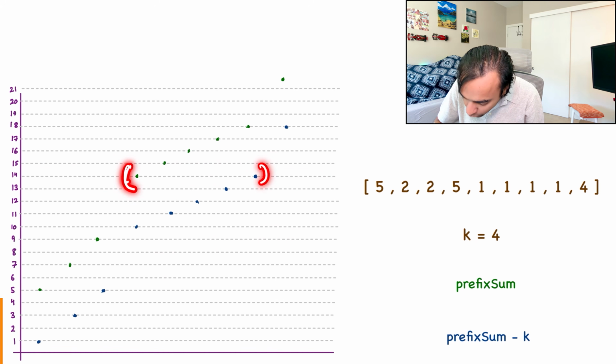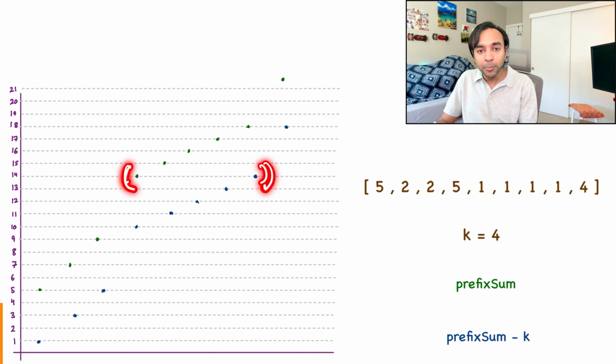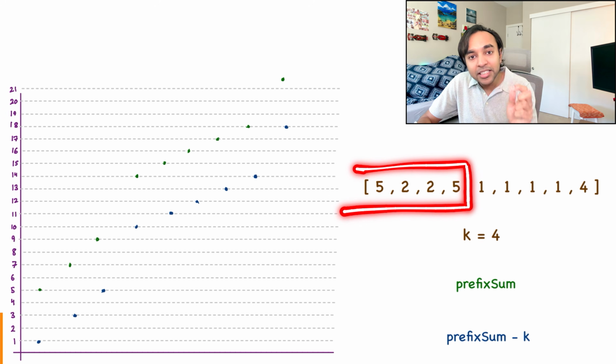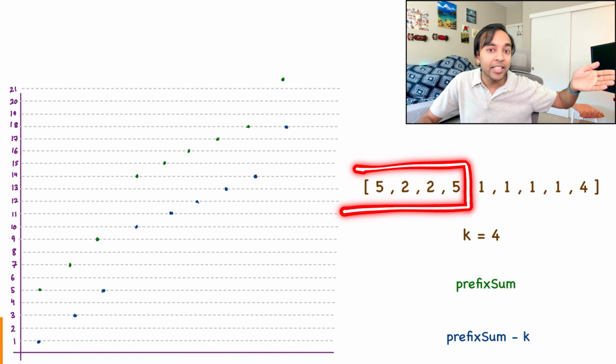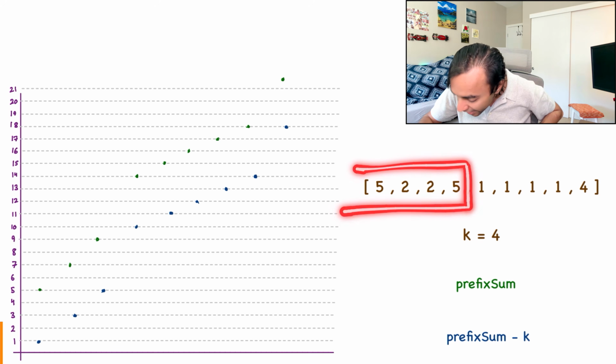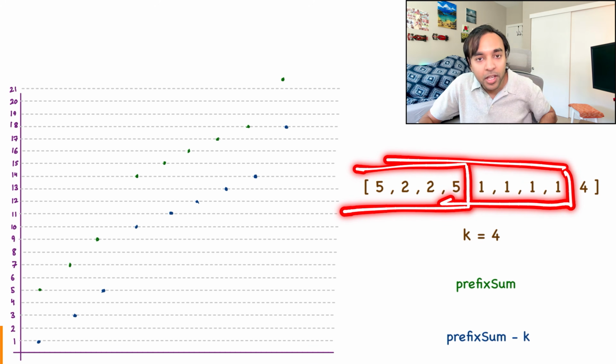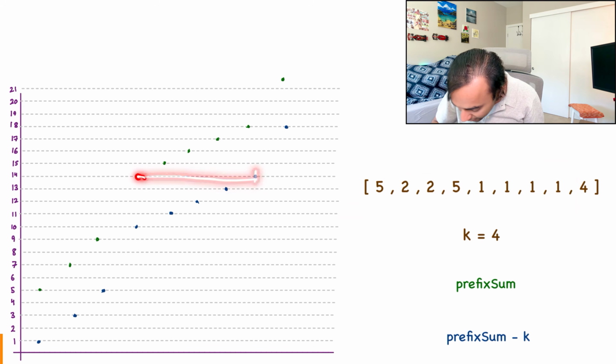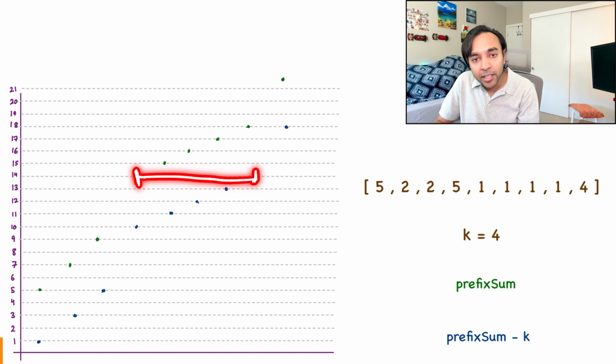I have these two values. And what are these values corresponding to? It is corresponding to this particular value. This is prefix sum minus k, that is the prefix sum at the previous value. And this is the higher value. So once again, prefix sum at j minus prefix sum at i. This is another sub-array that you're getting.